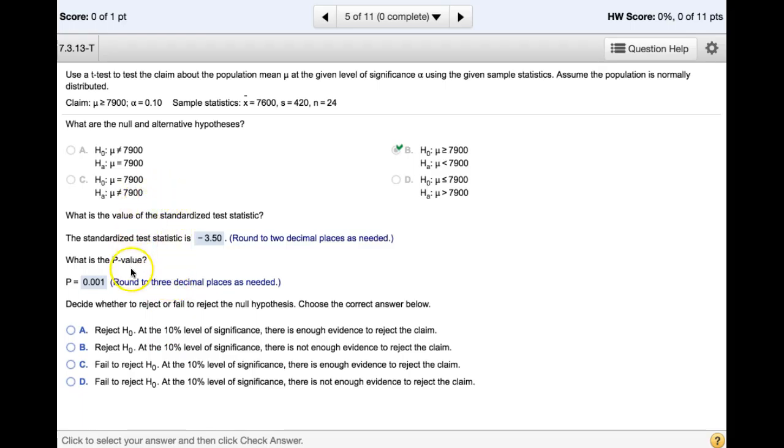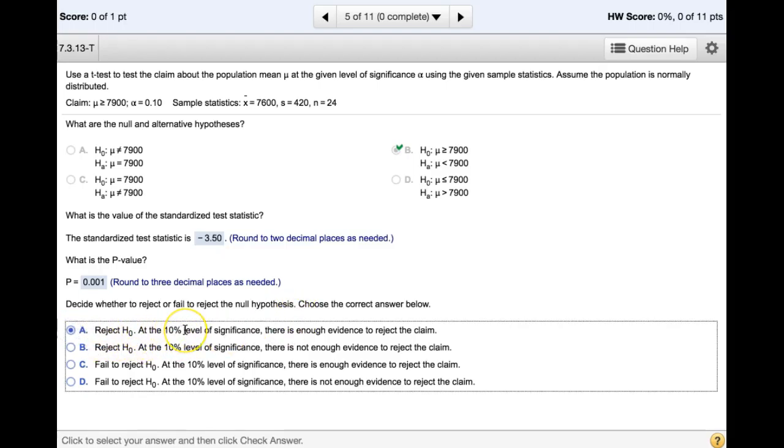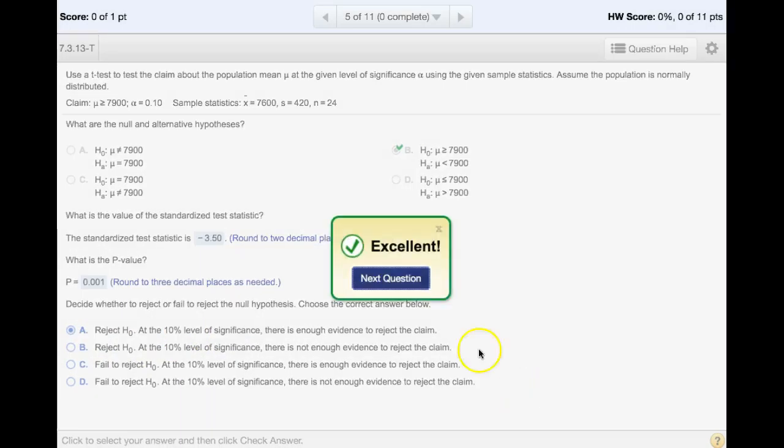Because of that, we need to reject the claim, which was that our population mean was at least 7,900. So we reject that. And that means we are accepting the fact that it may be less than 7,900. So we need to find the one here that says we reject the null hypothesis and there's enough evidence to reject the claim. And so I think that would be the first one here. All right, and so that is how we do a hypothesis test.